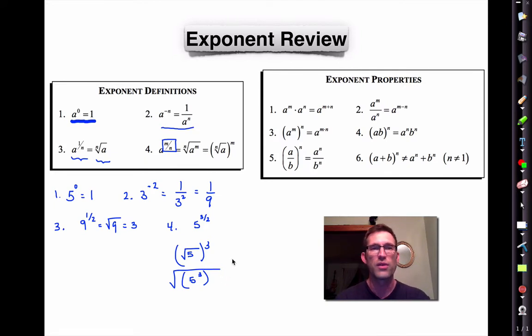Now, you don't really have to know the difference between a definition and a property, but you do have to be fluent with both of them. So let's take a look at those properties.